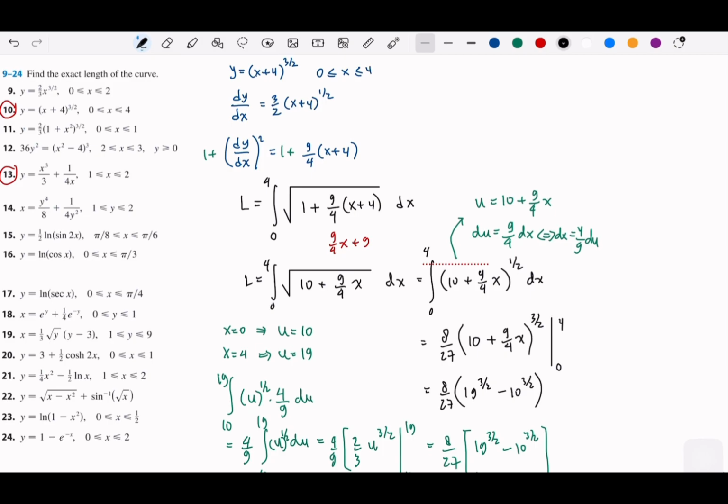That something is having 9 over 4x. So to get x, we need to multiply with 4 over 9. So that's why I just took 2 over 3 and 4 over 9. I multiply and get 8 over 27. It's actually a simplification of this.